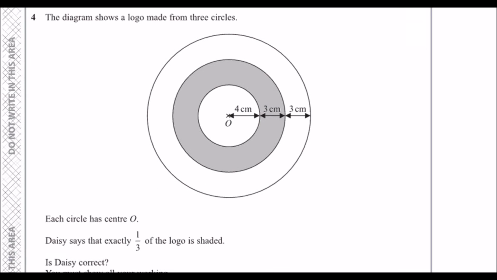Question 4. The diagram shows a logo made from 3 circles. So we've got 3 circles. The small circle has a radius of 4. We've got a medium circle with a radius of 4 plus 3, so 7. And we have the big circle, the whole logo, with a radius of 4 plus 3 plus 3, 10 centimeters.